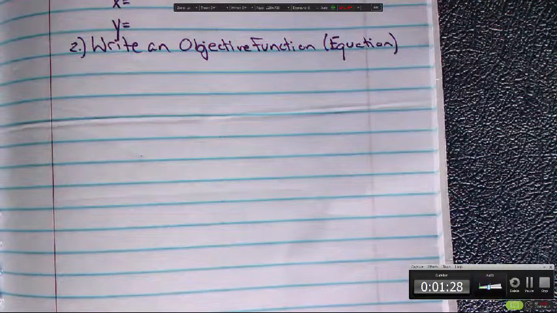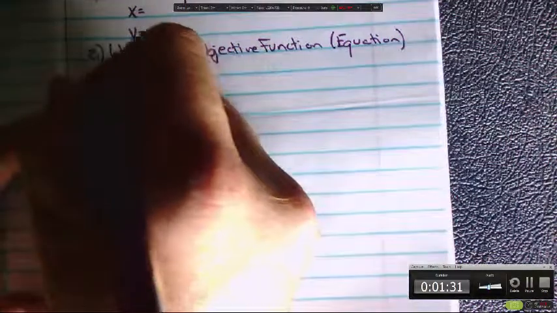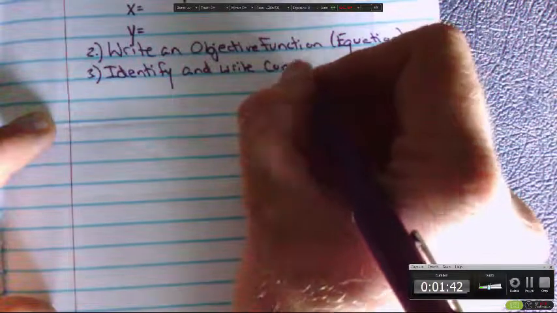Step 3 is to identify and write your constraints. So step 3 is identify and write constraint inequalities.